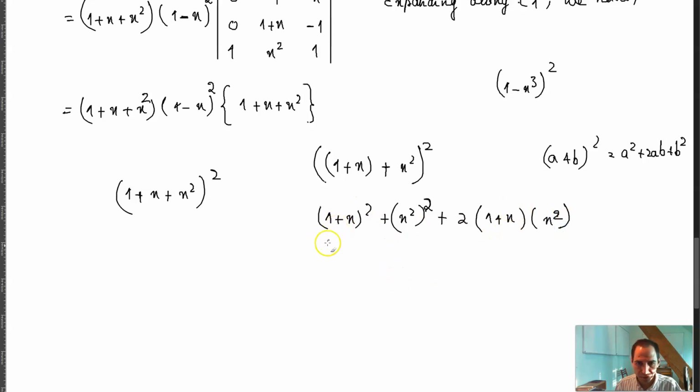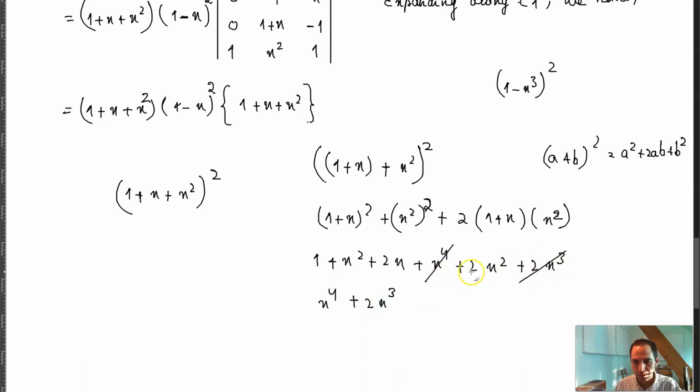And if I expand this, I will get 1 squared is 1, plus x squared, plus 2 times x, plus x raised to the power 4. And then I have 2 times x squared plus 2 times x cubed. That gives me x raised to the power 4, plus 2 times x cubed, plus 2 times x cubed. Now 2 times x squared plus x squared is 3 times x squared, and 2x and 1. So if I do it this way, I will get this expression.